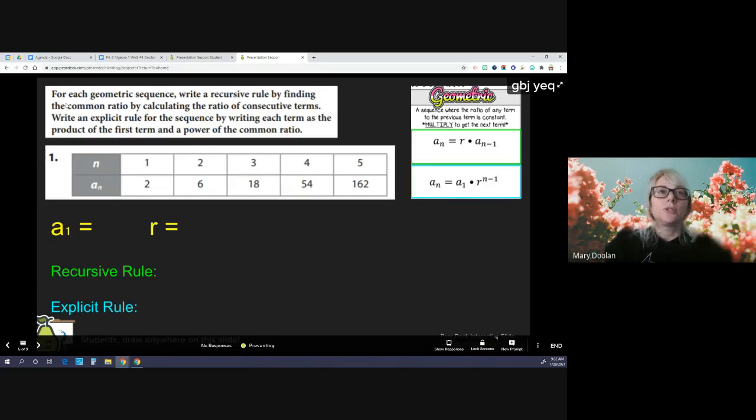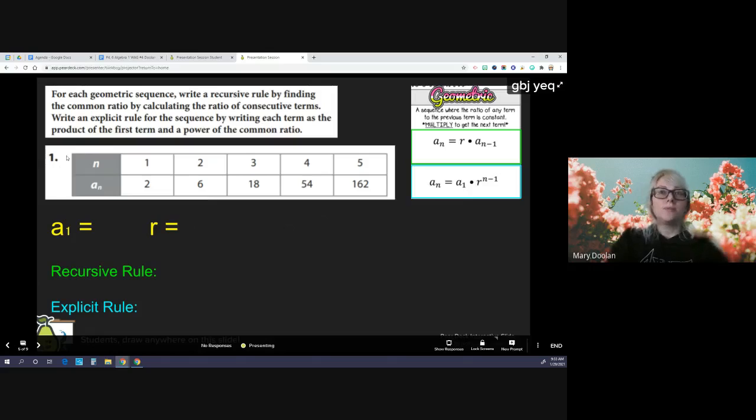All right, so it says for each geometric sequence, write a recursive rule by finding the common ratio by calculating the ratio of consecutive terms. Write an explicit rule for the sequence by writing each term as the product of the first term and a power of the common ratio. So right here, this is our first problem. We have a table of values. And the top row here, n, is the term number, 1, 2, 3, 4, 5. So the first term in the sequence is 2. The second term is 6. The third term is 18. The fourth term is 54, and so on.